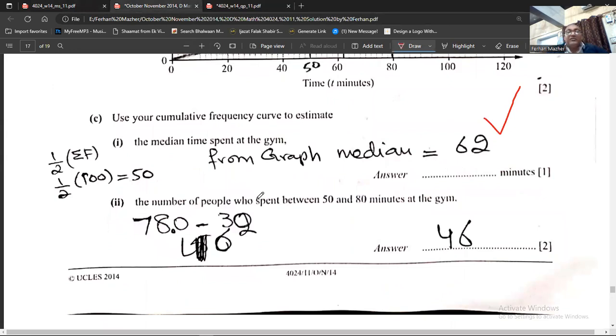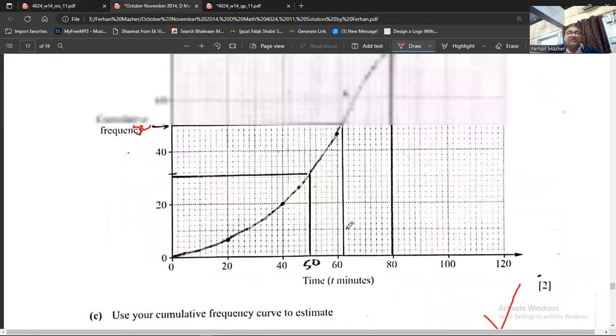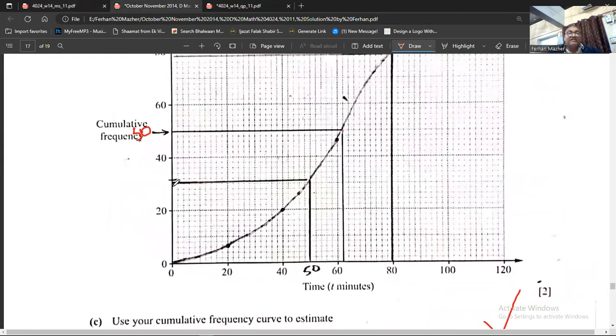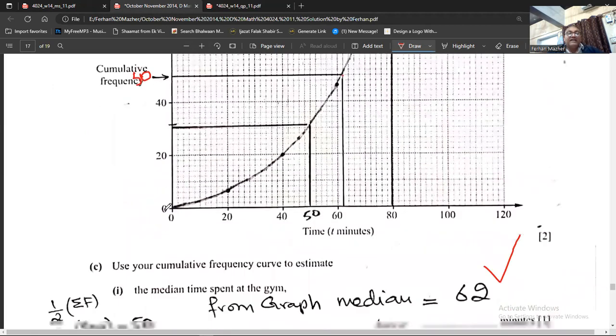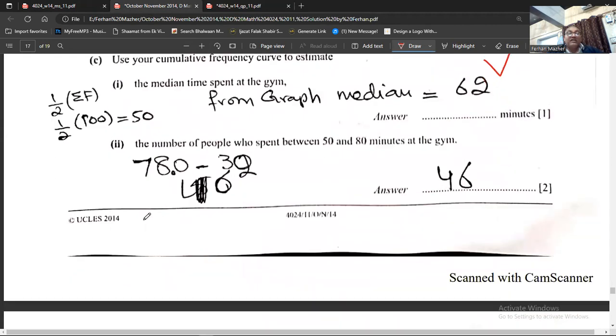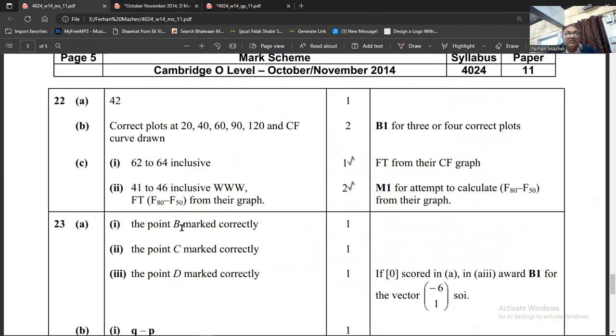He says the number of people who spend between 50 and 80 minutes at the gym. So at 50, I will check how much this is, and at 80, I will check how much this is. Then I will subtract both values. So it will be 78 minus 32, and that will be 46. So there are 46 people. 46 is the right answer, sir.